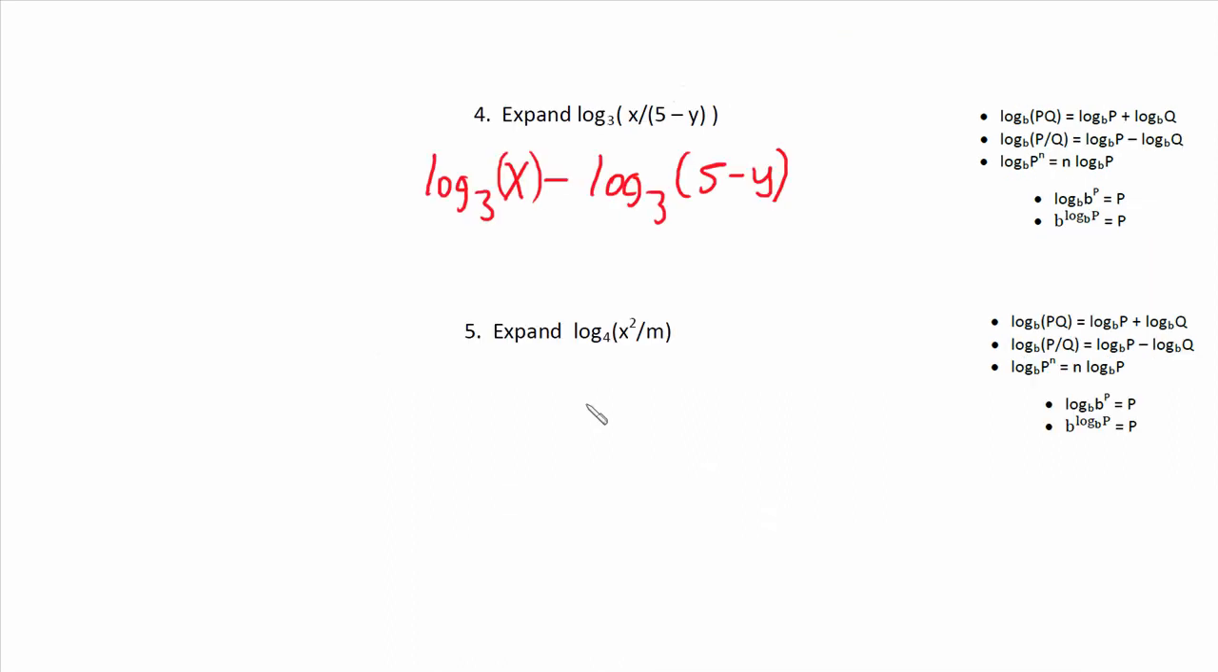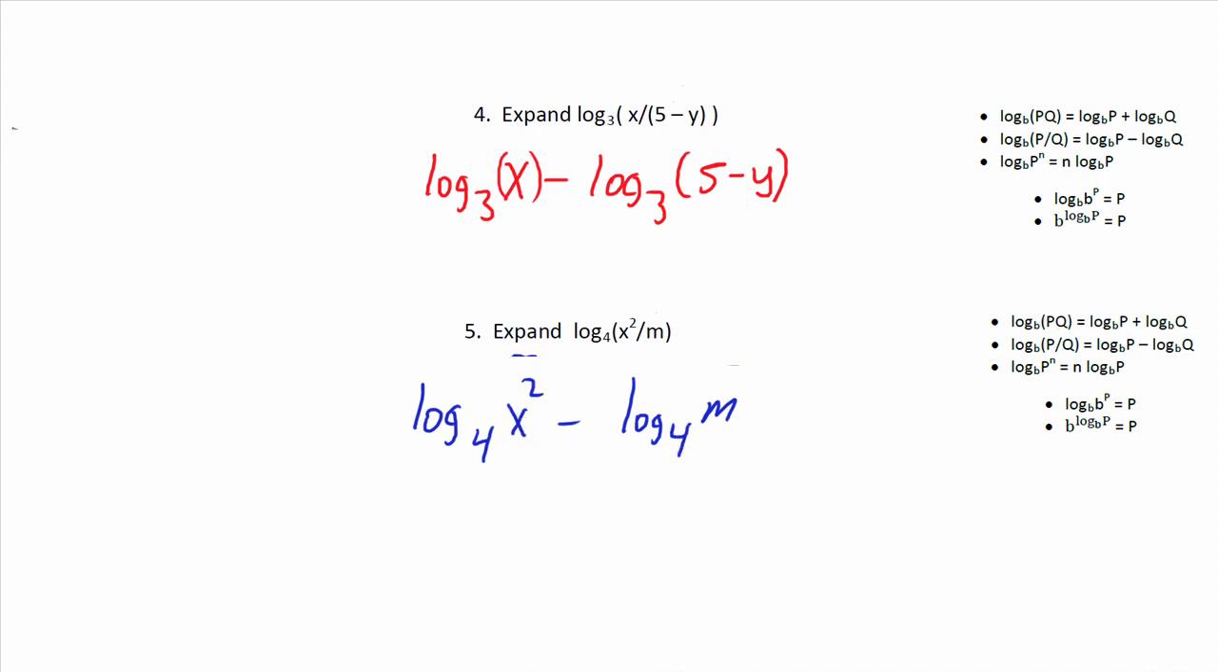Let's move on. Okay, on number 5, we're expanding again. We'll have some additional steps here. We're starting with a logarithm that has an argument that is divided. Remember, the argument is just what you are taking the logarithm of, right here in parentheses. So it would become log base 4 of x squared minus log base 4 of m. The numerator goes here, the denominator goes here, and we're subtracting those pieces.